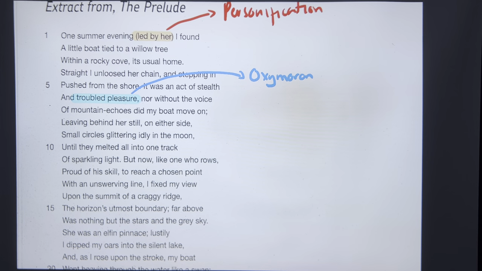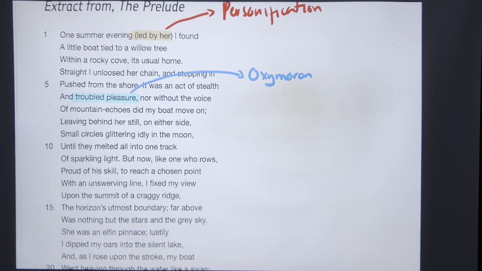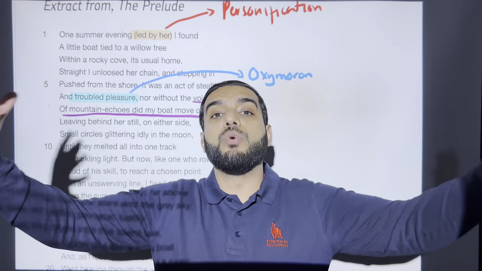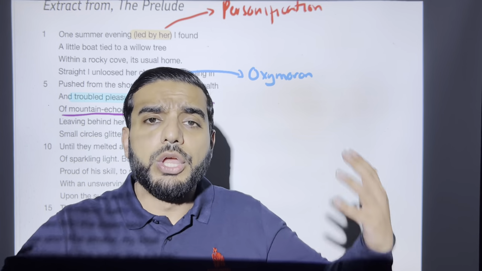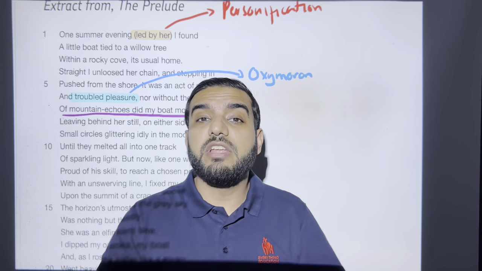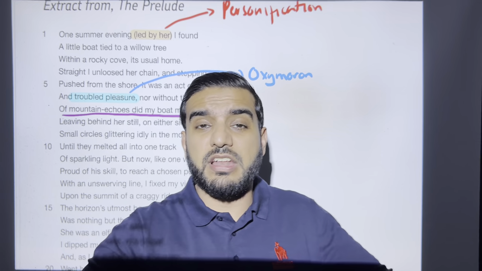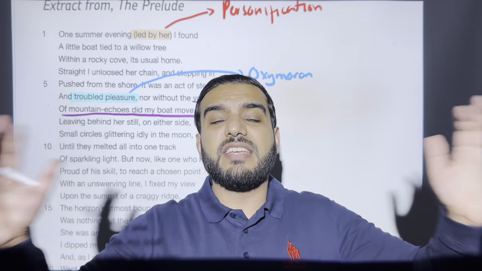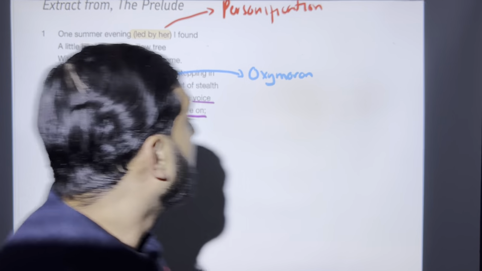Now, this for me is a lovely quote. "Not without the voice of mountain echoes did my boat move on." It's like nature, right? He's saying that as I took the boat, the mountains around me were echoing. What does that mean? It's a symbol. A symbol of what? It's as though nature is cheering him on. Go on, well done, well done. And the mountains are echoing because the noise is like a stadium. So it's as though nature is cheering him on.